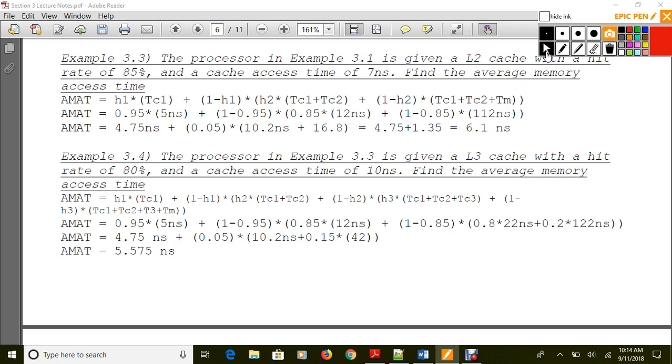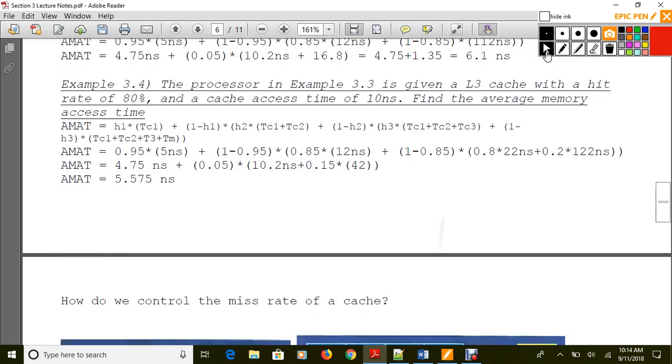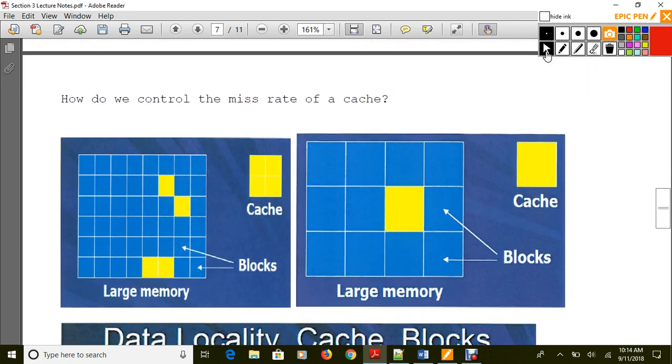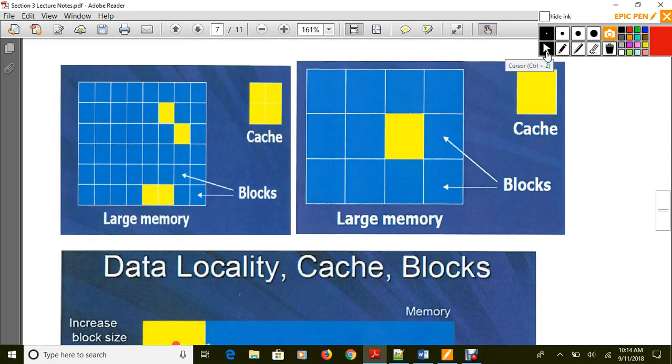Do you see how that makes sense, though? Kind of intuitively how that contributes to the advanced visual system. All right, so how do we control the miss rates of a cache?